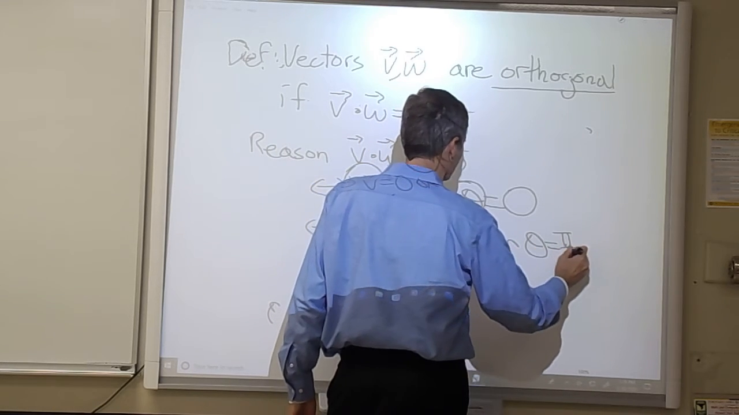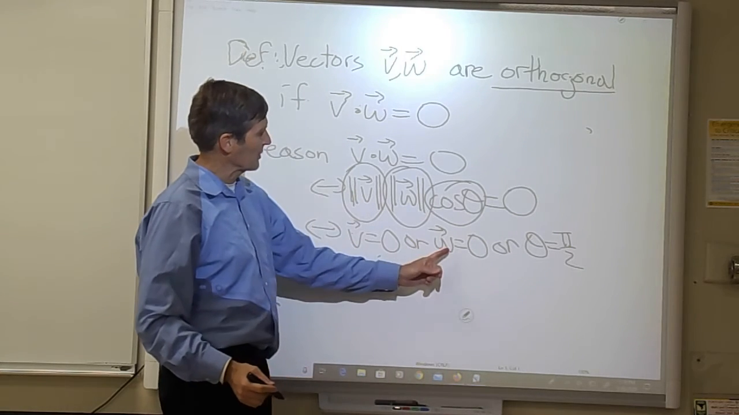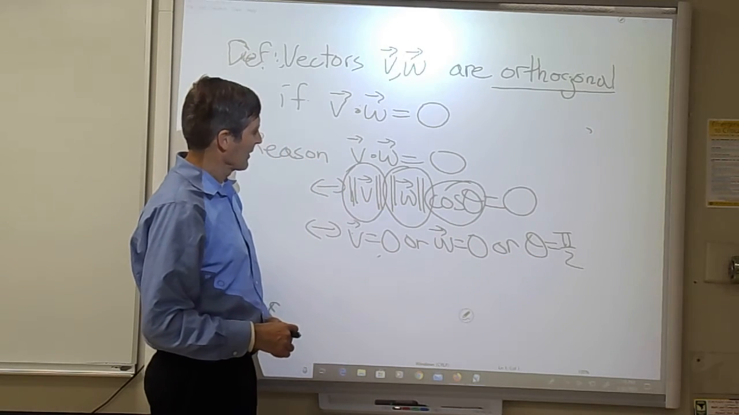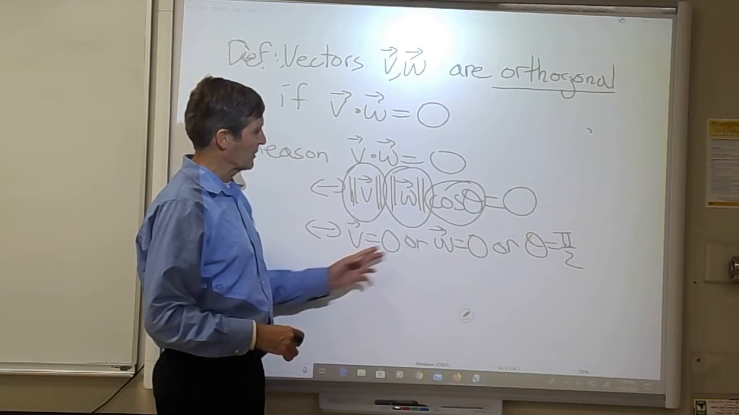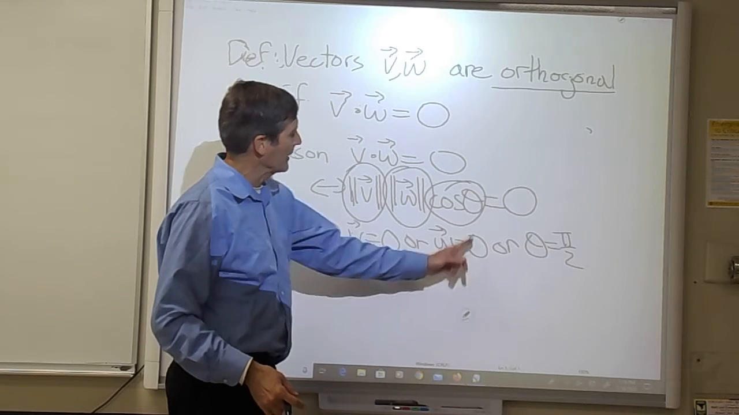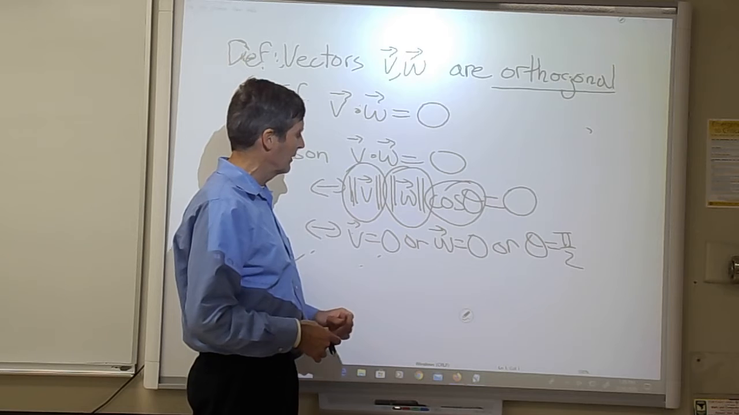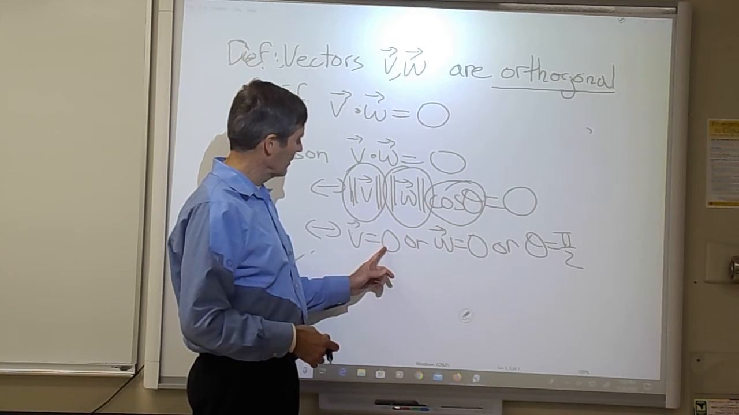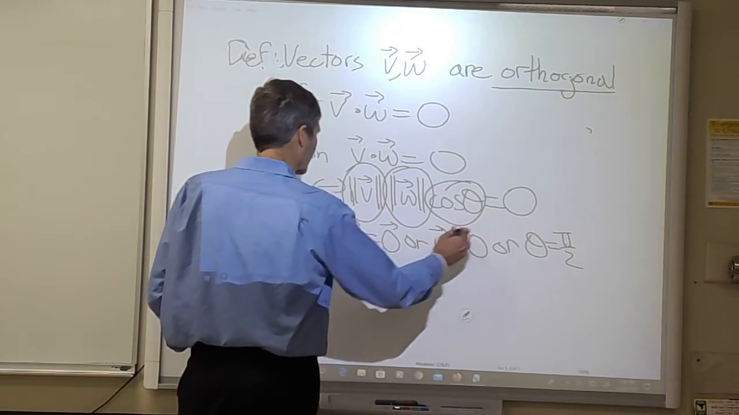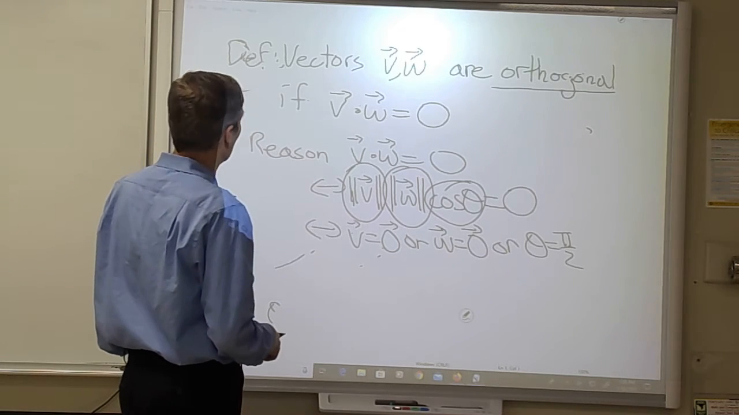Pi over 2 radians. So 2 vectors are orthogonal if and only if at least one is a 0 vector, or the angle between them, if they're non-zero vectors, is pi over 2. So that's what orthogonal means. It means either they're the 0 vectors or they're non-zero vectors that are perpendicular. So orthogonality encompasses the idea of perpendicularity. We'll just say vectors are perpendicular. This includes the 0 vector, which is then perpendicular to every vector. Either V is the zero vector, W is the zero vector, or theta is 90 degrees.